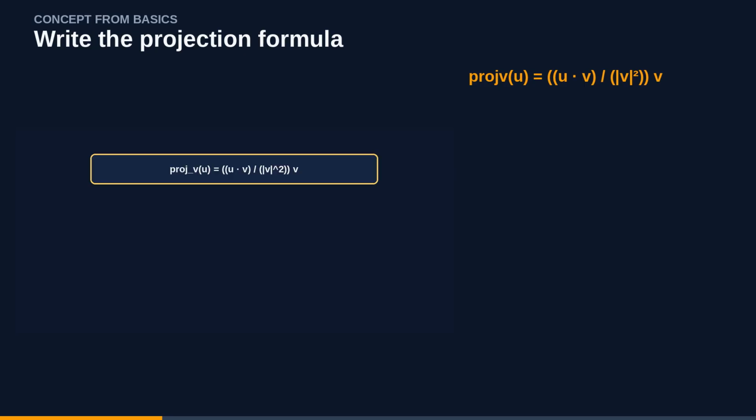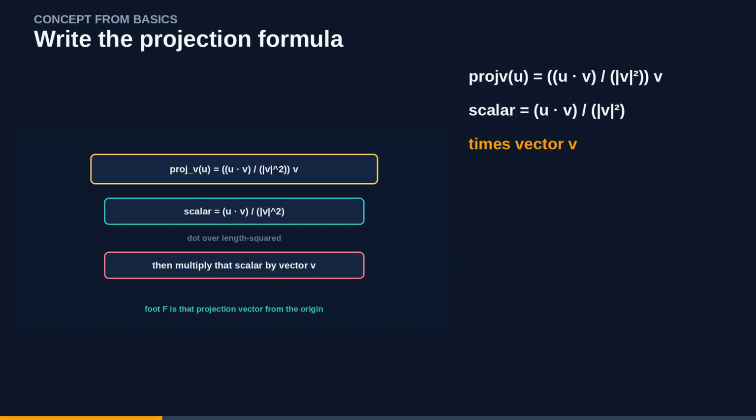Write the formula in full. The projection of U onto V equals the scalar formed by U dot V over the length of V squared, times the vector V. Speak the pieces. The numerator is the dot product, the denominator is length squared, keep it squared, and the last step multiplies that one number by every slot of vector V. The foot F from the origin is exactly that projection vector.